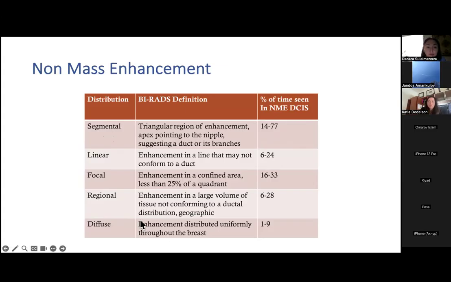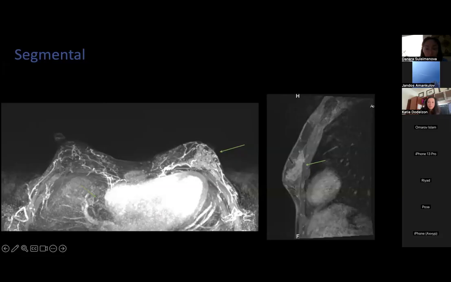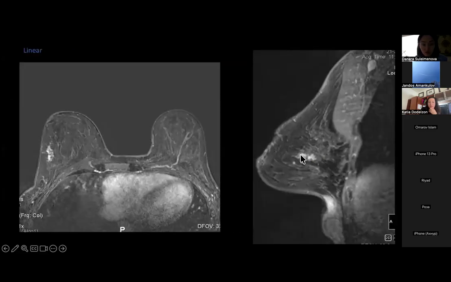And then I'll show you images of focal, regional, and diffuse. So this is an example of segmental non-mass enhancement. And you can see it's kind of a triangle that is pointing, especially on the sagittal, you can appreciate pointing towards the nipple. So this is concerning. This is linear, so definitely in a line, but the nipple is kind of down here, not necessarily pointing toward the nipple, still suspicious.